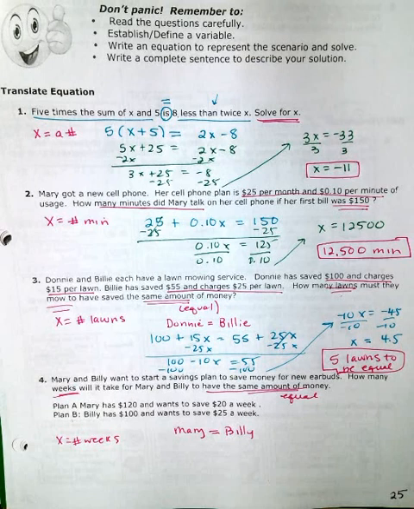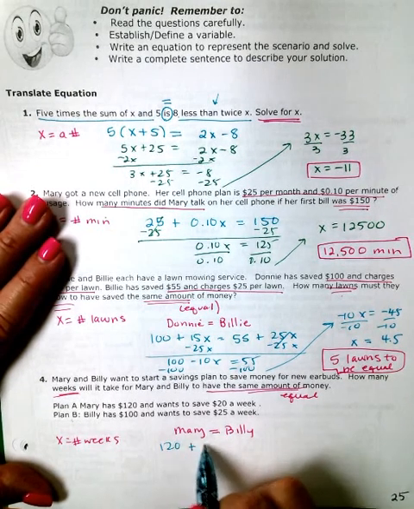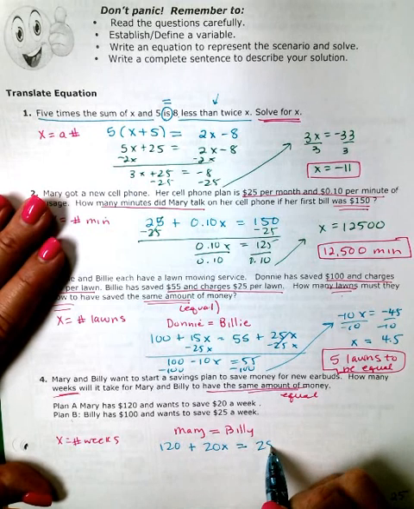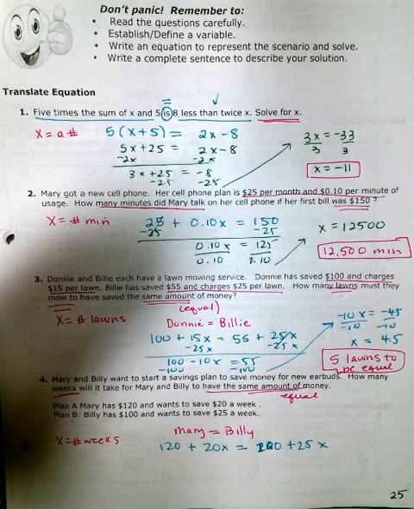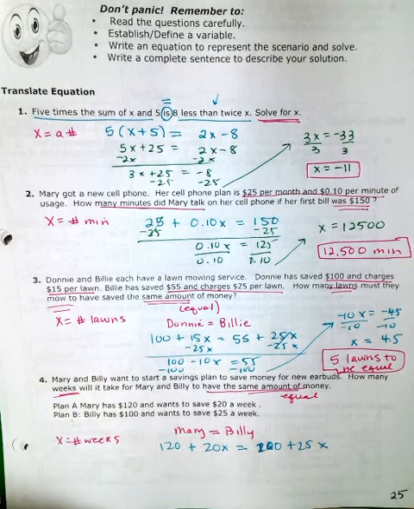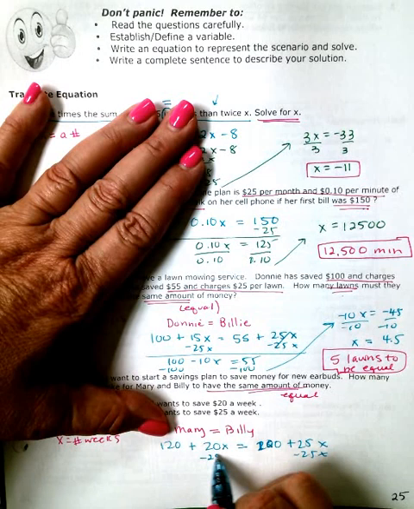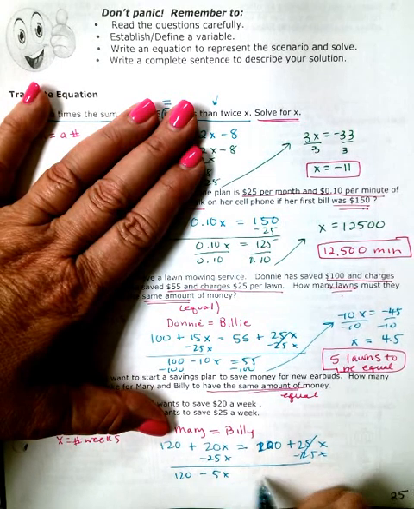So now let's set them up. Mary has 120 and she's doing 20 per week. Billy has, oops, sorry, not 20, 25. He has 100 and he wants 25 per week. So now let's see how many weeks. Let's solve for our x. So I'm going to bring my 20. I like to bring my variable over. You don't have to bring it over to this side. You could bring it to the other side. I like to bring it over to the left. That's just a personal thing.